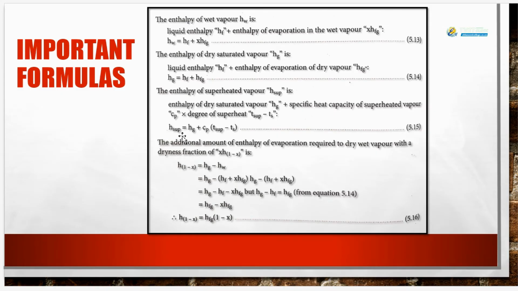That is 5.15. And then in addition, we have the enthalpy of evaporation required to dry the wet vapor. Now we have wet vapor and we need to dry it out. That equation is given as (1 - x) Hfg. These are the equations that you must understand and know how to use. When you get into an exam room, you'll be given a formula sheet. In that formula sheet, you will be able to find these equations.